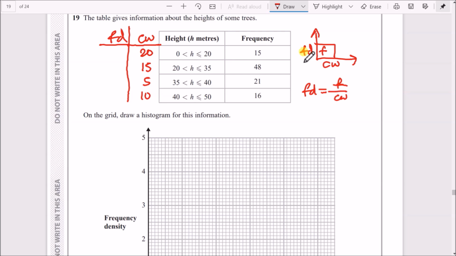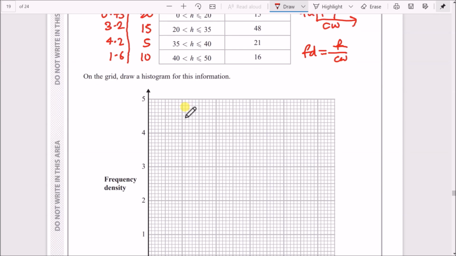Okay, so let's have a look. For the first one, we got 15 over 20, which is 0.75. 48 over 15, so just put that in the calculator, and you should get 3.2. Next one, 21 divided by 5 is 4.2. And the last one, guys, 16 over 10 is 1.6. Okay, and that's it. Now all you want to do is literally plot this on a graph.